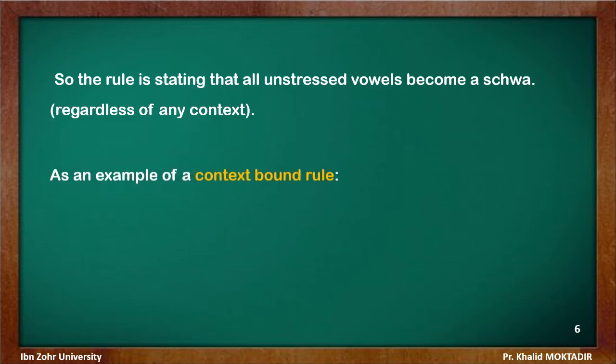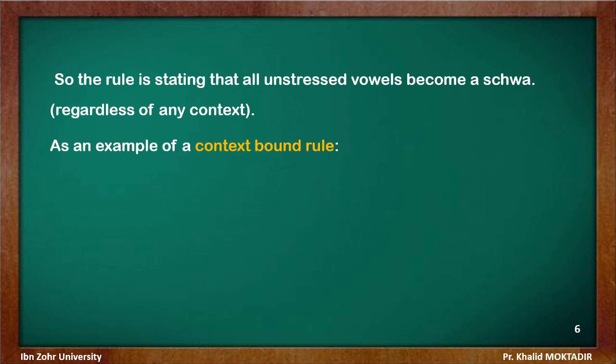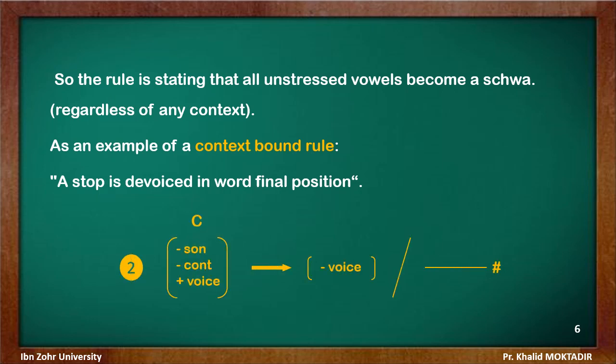Now, this rule is stating that all unstressed vowels become a schwa, regardless of any context. In other words, it is not dependent on any special context. Now, as an example of a context-bound rule, we look at this rule here. A stop is devoiced, becomes voiceless, in word final position.